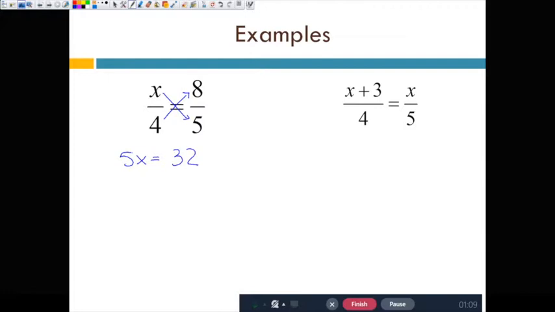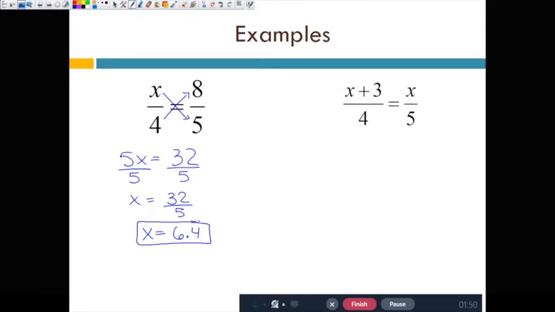So there's no distributing, there's no fractions, there's not a variable on both sides. So I'm going to divide to get the variable by itself. So I'm going to divide by 5. And normally we would leave this 32 over 5, but because this is a proportion, and proportions usually represent real world situations, we can actually put this as a decimal. So what would be 32 divided by 5? 6.4. All right.